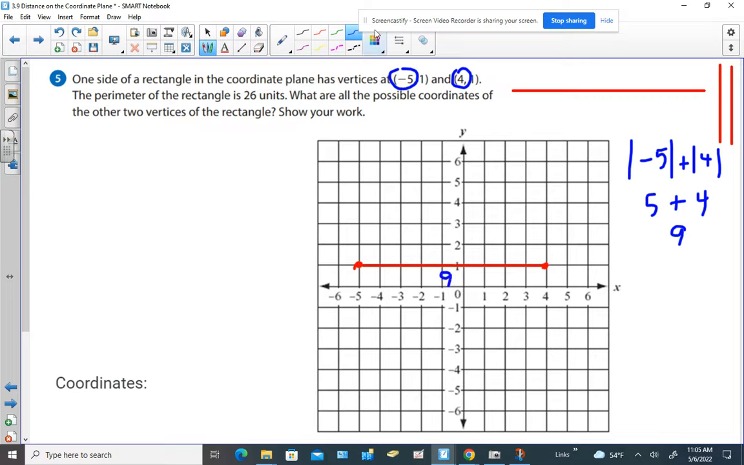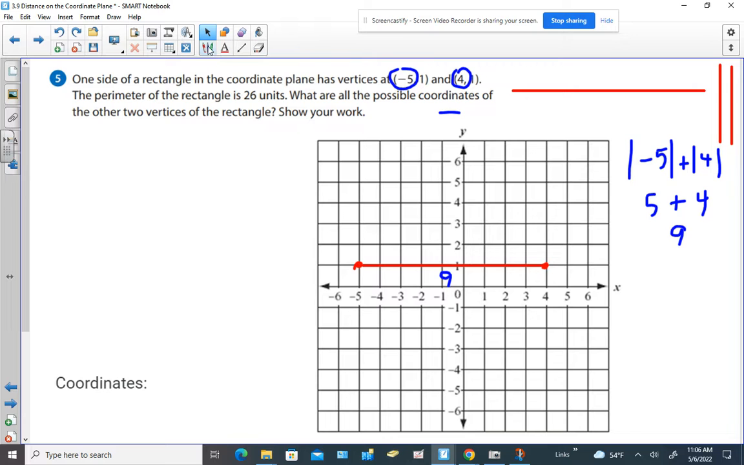I'm just going to put a 9 there. Now, if you couldn't tell that it was 9 by doing that, your backup plan, as long as each line represents 1 unit, which would be true in this case, you could simply count 1, 2, 3, 4, 5, 6, 7, 8, 9. That strategy would work to figure out that it's 9.